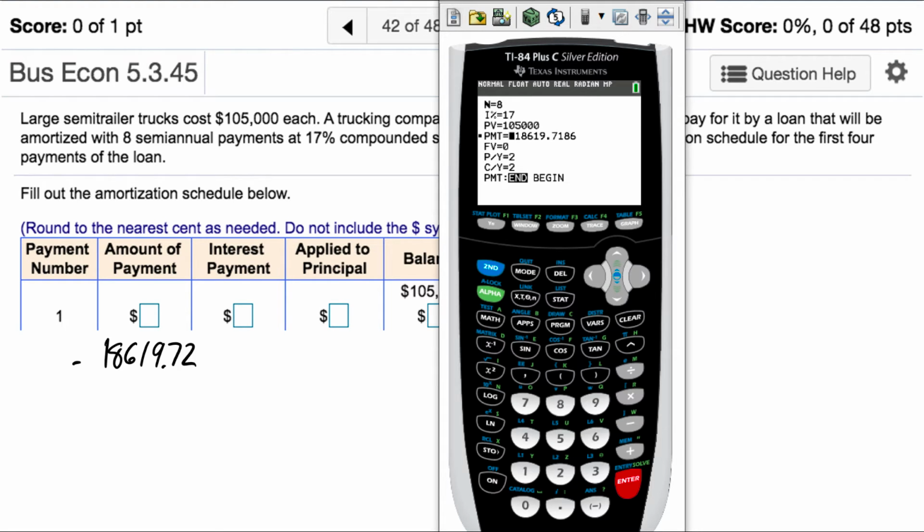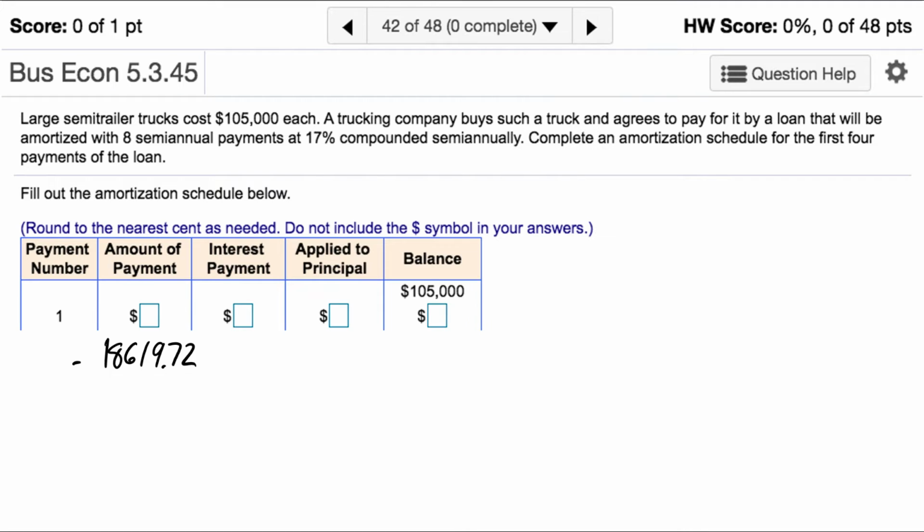All right, so that is the payment that this trucking company would be making for 8 payments. So what we want to do now is figure out how much of each of those payments is interest. That is, how much is the bank going to take out of each of those payments? And that is just simple interest. So not complicated. We are just finding the amount of interest that would be charged for one payment. And one payment represents a certain portion of a year. We'll talk about that here in just a second.